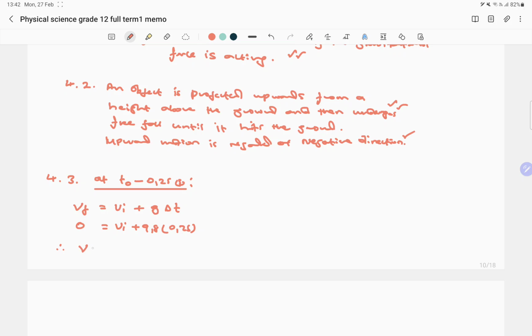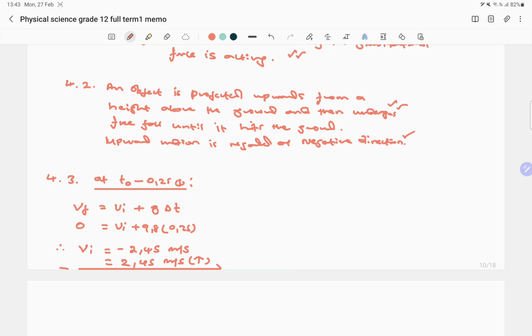We can say therefore our vi is basically that transposed. So it's going to be 9.8 into 0.25. So this basically is 2.45 meters per second upward, okay? Which we can just write here, 2.45 meters per second upward. Remember, they said velocity. They didn't really state what you must be doing, okay?